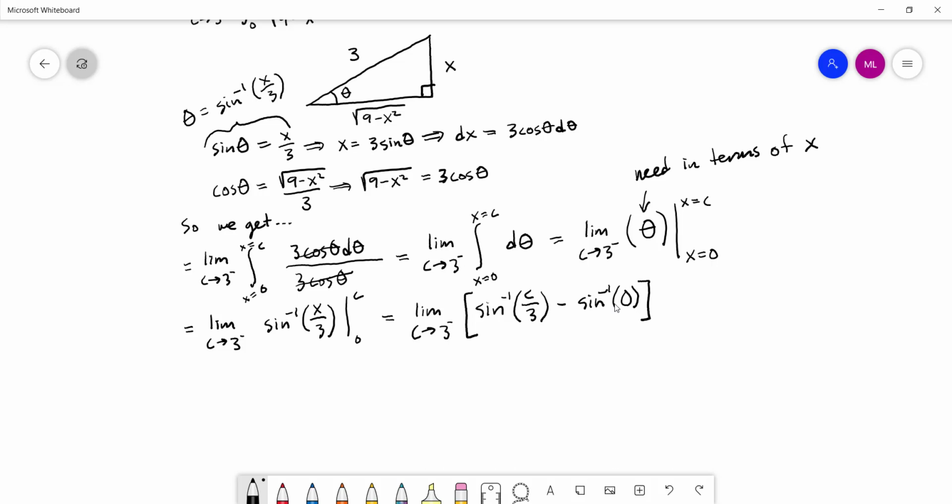What is the inverse sine of 0? What is the angle whose sine is 0? That's how you would read this. Sine is the y value on the unit circle. What is the angle whose y value on the unit circle corresponds to 0? That's an angle of 0. So this whole thing goes to 0.